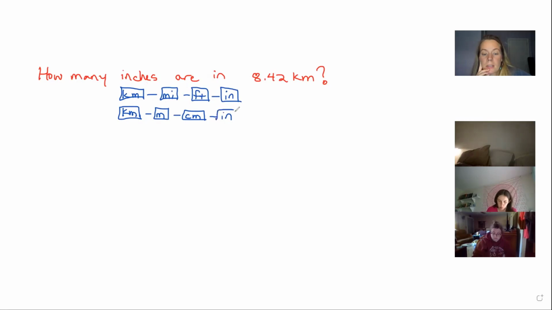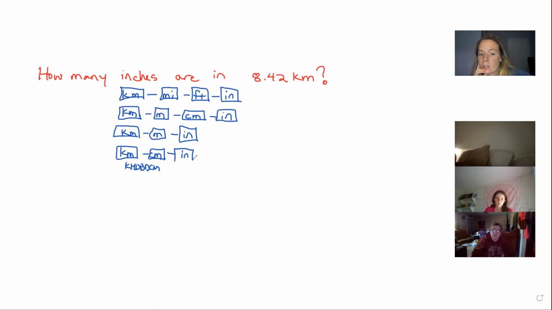What other things have I seen? Sometimes people go kilometers into meters, and then meters directly into inches because they know the relationship there. Or sometimes people will do kilometers directly into centimeters using King Henry died before drinking chocolate milk, right? We just move the decimal over 5 hops. And then from centimeters, just go directly into inches. Get as creative as you want within this narrow box here. So whichever one worked best for you.